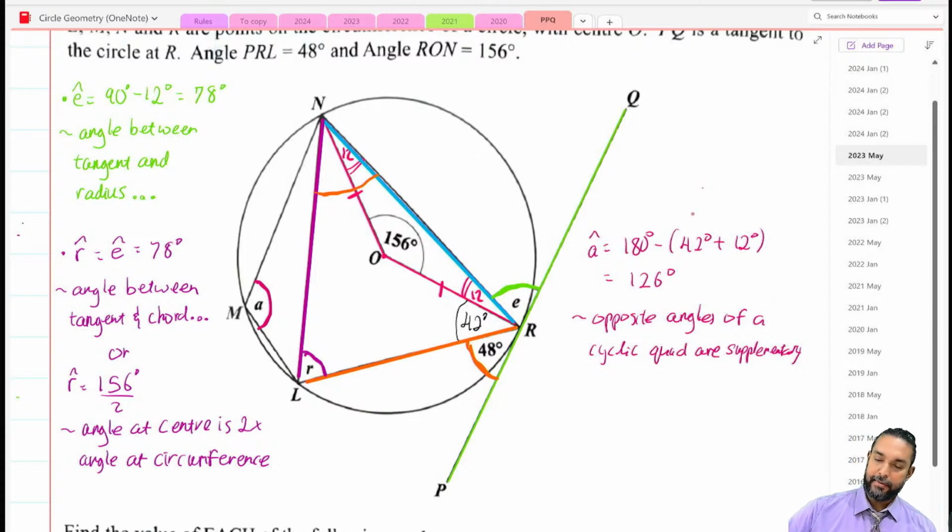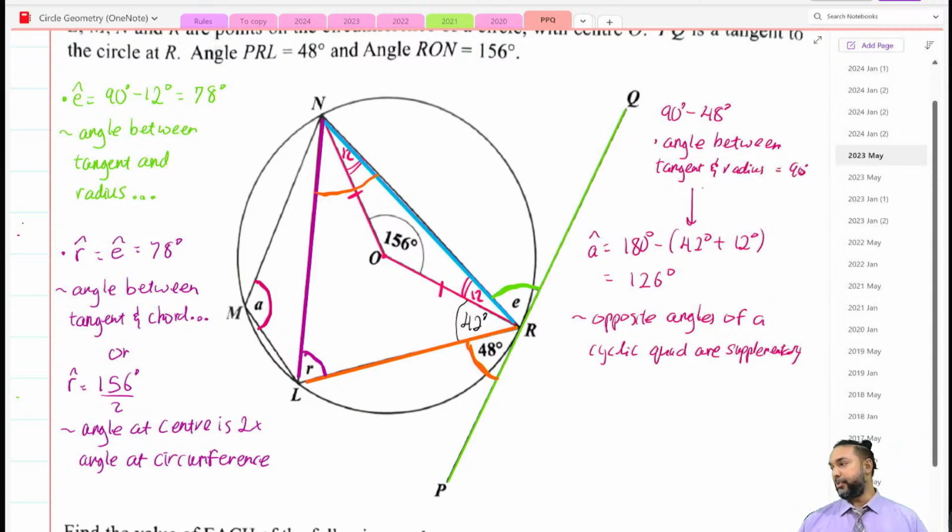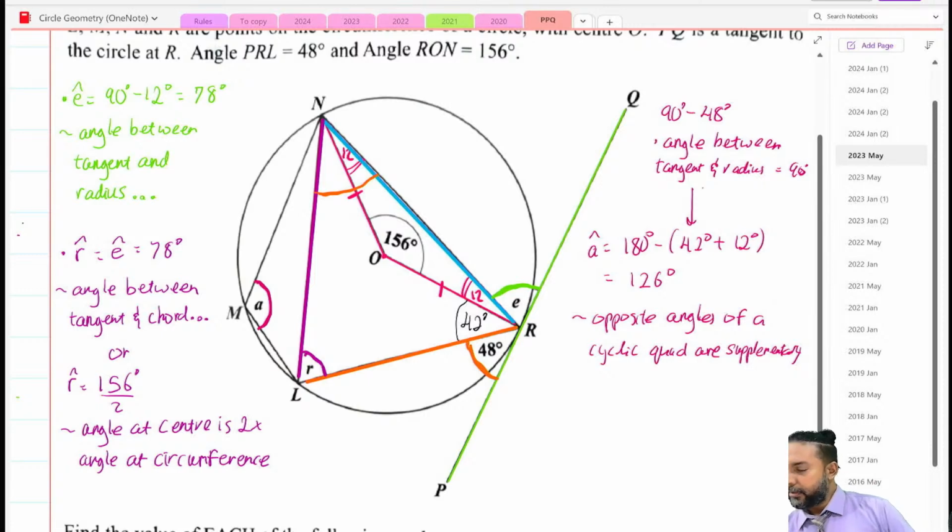And then this angle here is 90 minus 48, as the angle between tangent and radius is equal to 90 degrees. Right. So yeah, you see we're giving you reasons as well. So that way we know we get any marks.